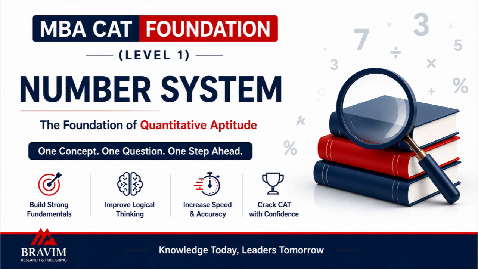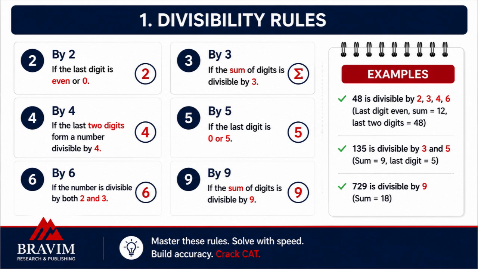Divisibility rules. Our first concept is divisibility rules. These are quick shortcuts that help you determine whether a number can be divided by another number without performing long division. Let's look at the most commonly used rules. A number is divisible by 2 if its last digit is even, that is, 0, 2, 4, 6, or 8. For example, 248 ends with 8, so it is divisible by 2.